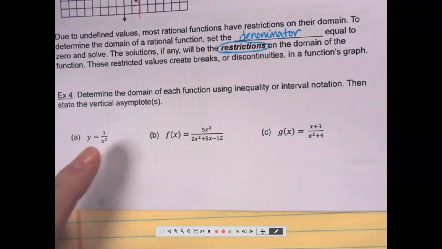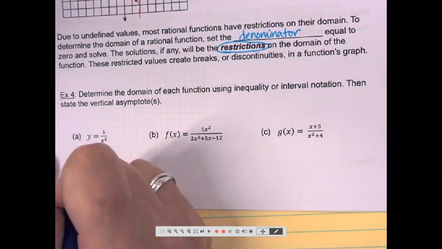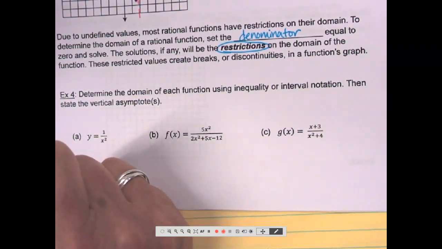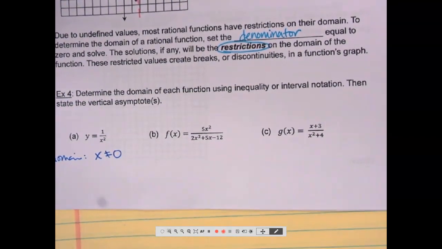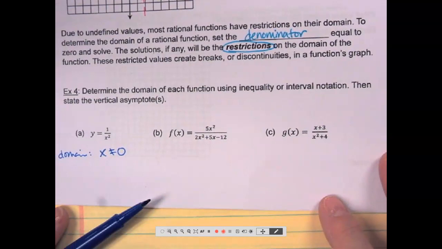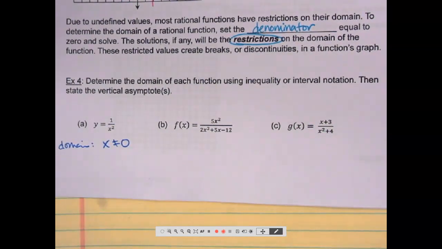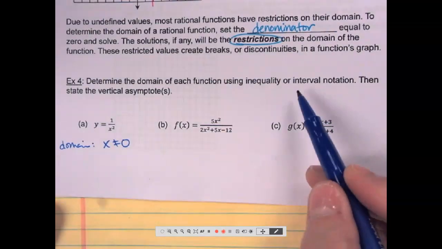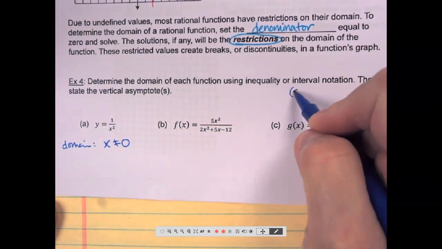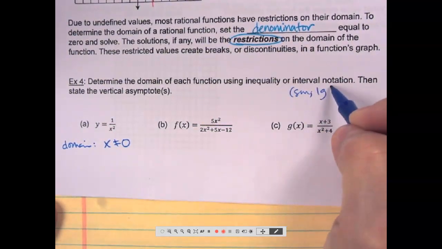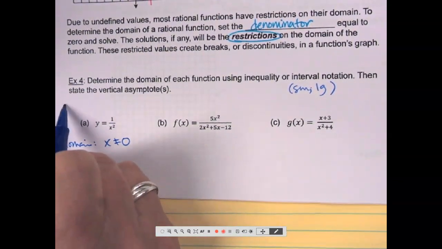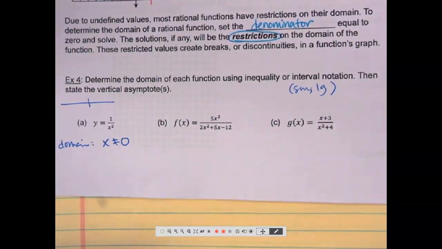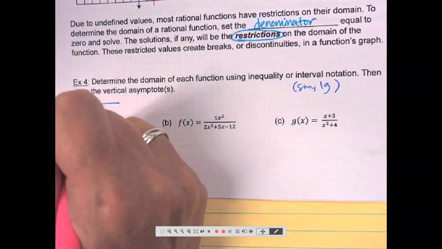Okay, so this is the way I would state my domain. There are two ways. I can say x can't be 0. There would be a vertical asymptote at x equals 0. Another way I can say x can't be 0 is using interval notation. With interval notation, we do the smallest, comma, largest value. So if it can't be 0, picture this on a number line. It could be anything but 0.